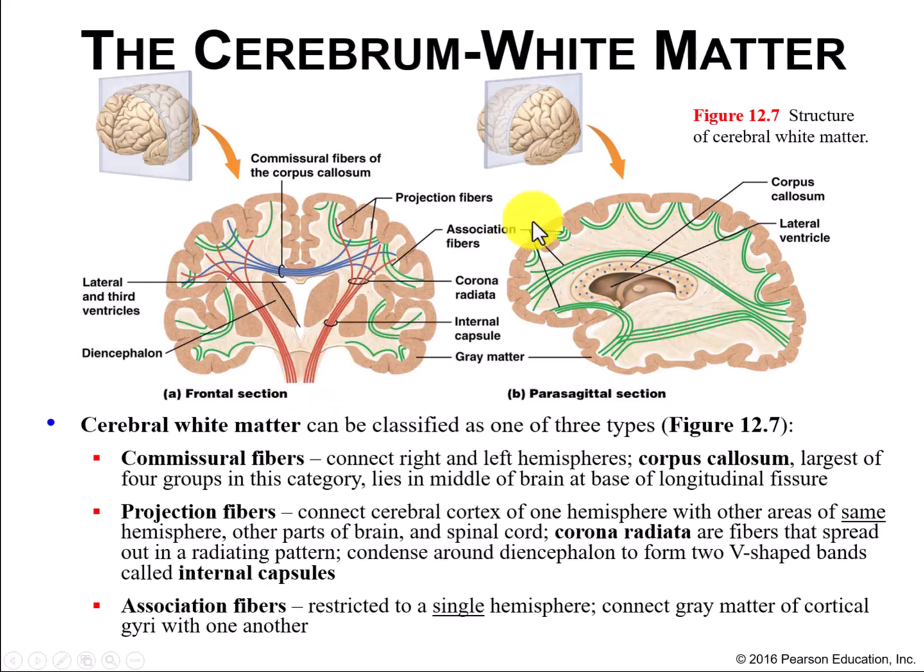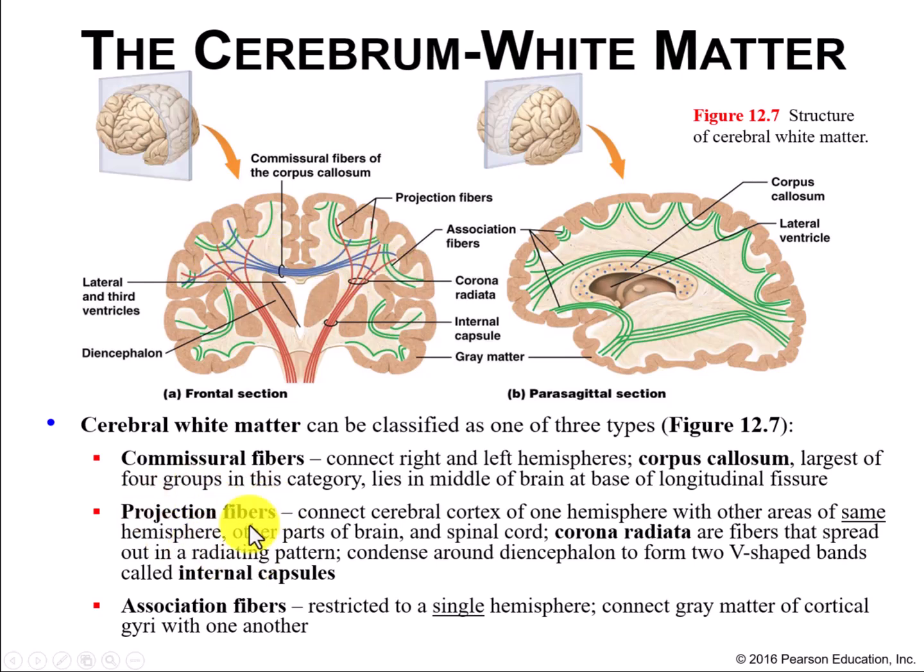And so these are our association fibers. And so that's how we connect the different lobes, different hemispheres, different areas of the brain. So our commissural fibers are going to connect your left and right hemispheres. And so these are the blue fibers here.